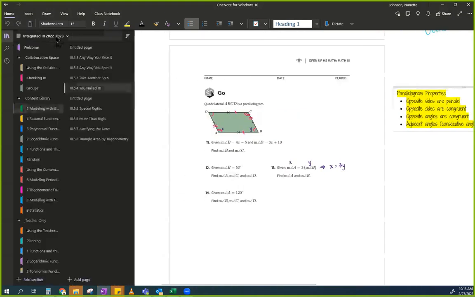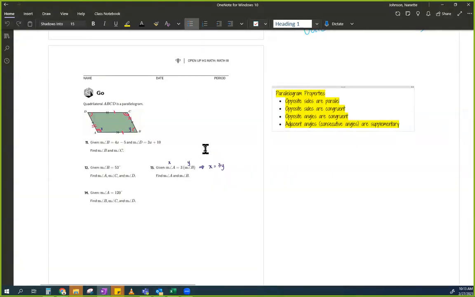And it's not showing up. So let me sync my notebook really quick. Still not showing up. So pretend that we have two equations, X equals 3Y and X plus Y equals 180. Let me let this catch up to me. So here's our two equations, and now we have to solve this system.